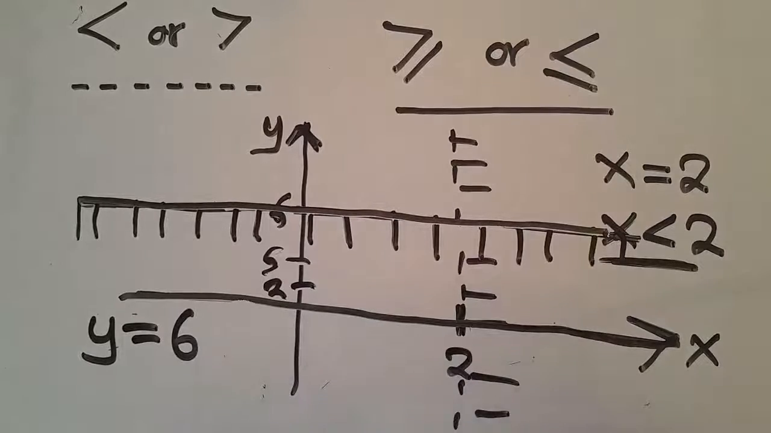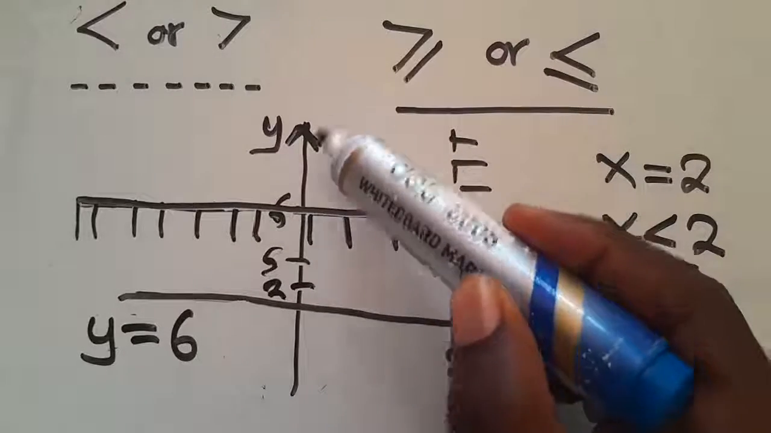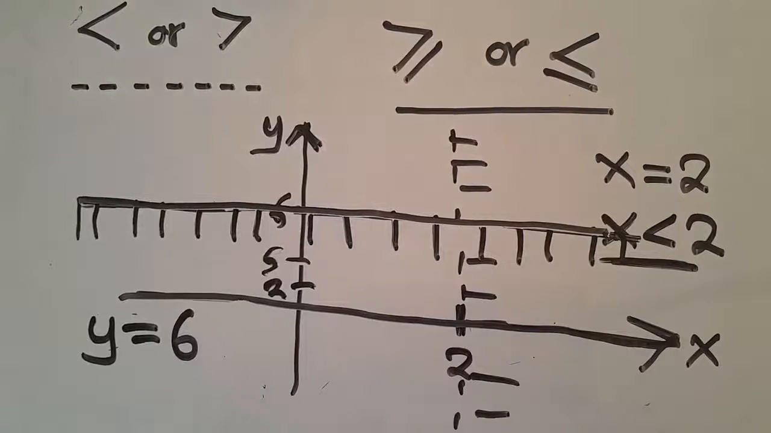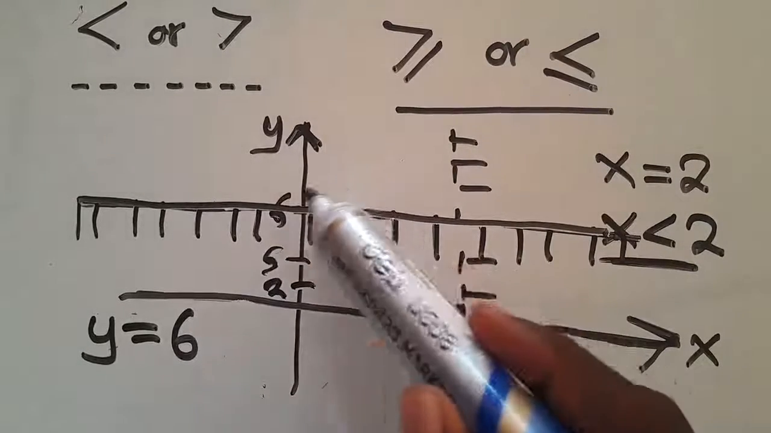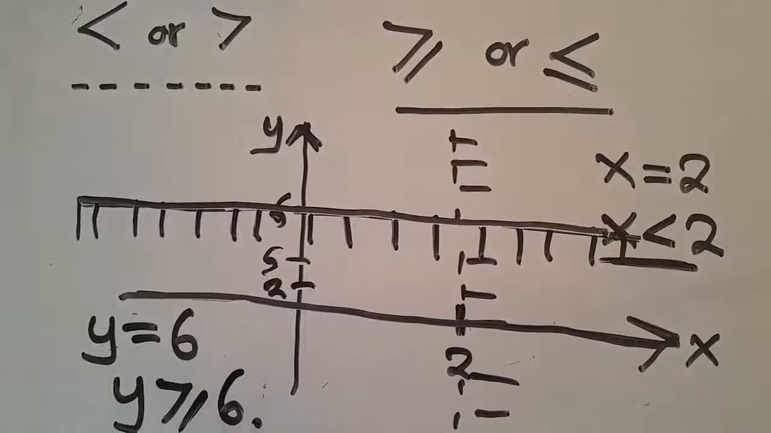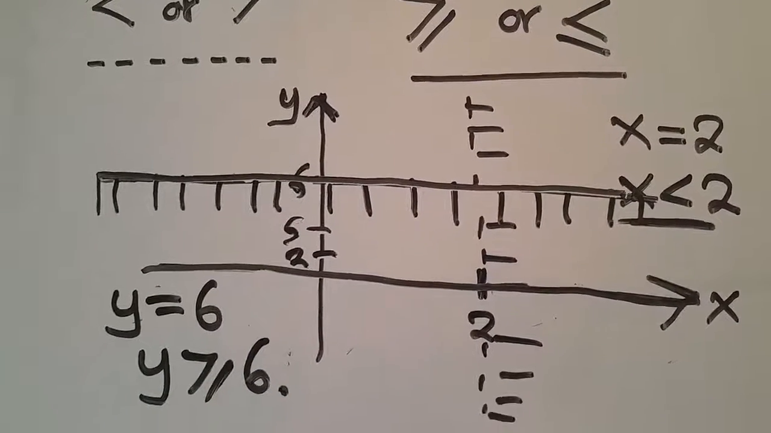So we will get the opposite. This is greater, so get the opposite. They've shaded the down part, so you get the part which is not shaded. This is what? Greater. So I'm going to use greater: y greater than or equal to 6. I'm done.